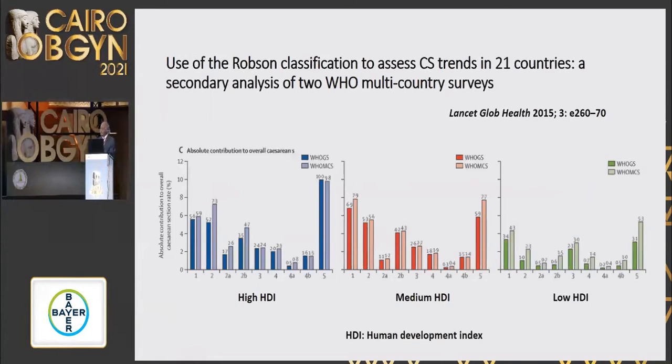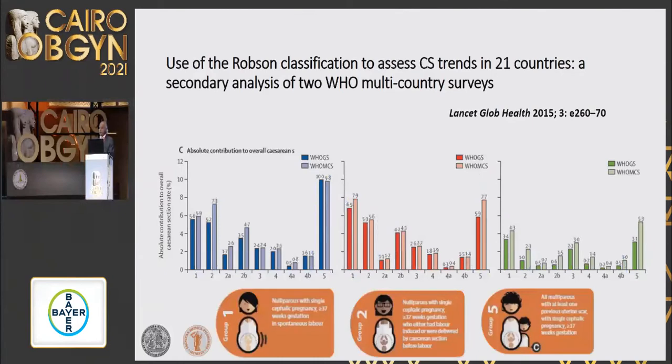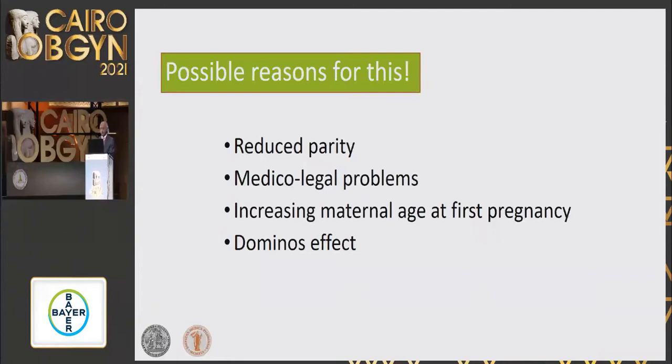These are graphs from this study. But these graphs are for the same units, now classified depending on whether they are high, medium, or low income countries. And you can see in all these different countries, the biggest contributors to cesarean section rate are group 1, group 2, and group 5 of Robson's groups, which I talked to you about. So these are the biggest contributors to cesarean section rates globally. Reminding you again, group 1 are nulliparous in spontaneous labor who end up with a cesarean section. Group 2 are nulliparous who have a pre-labor cesarean section, and group 5s are the ones who had a previous cesarean section. The question is, why are these the biggest contributors to cesarean section rates?